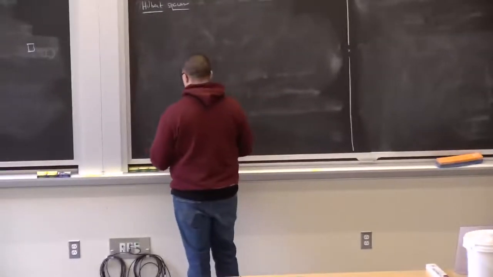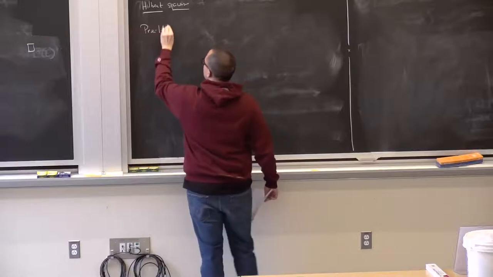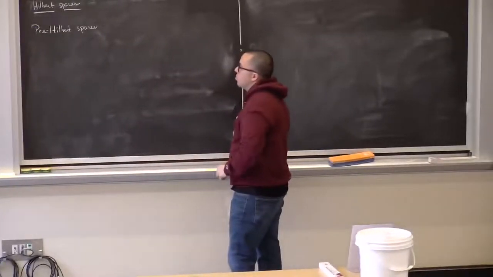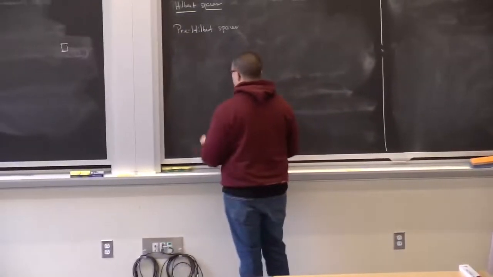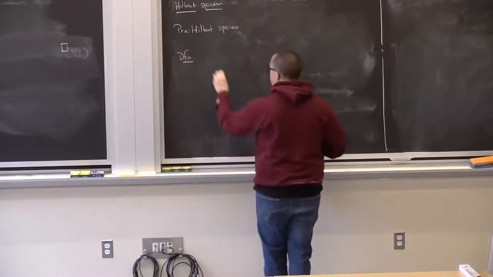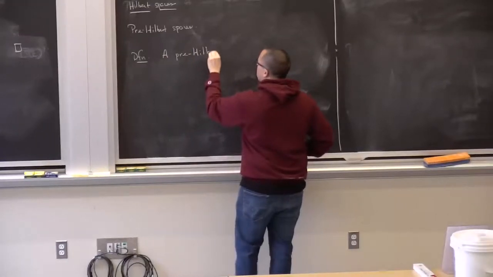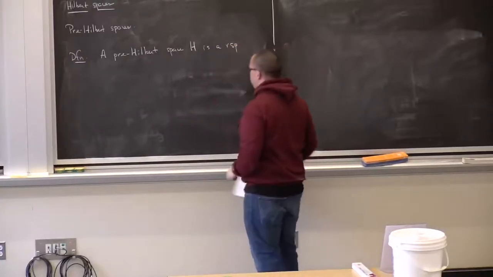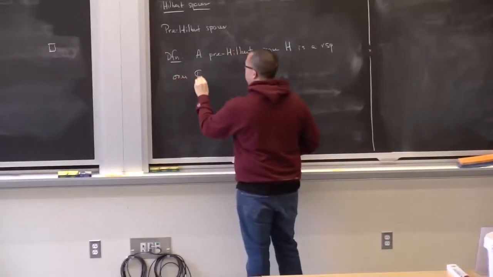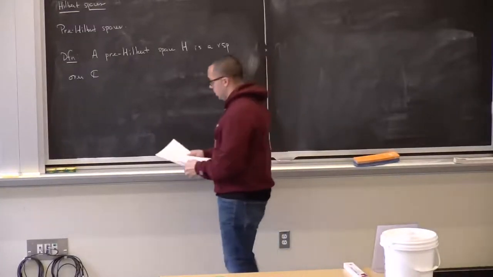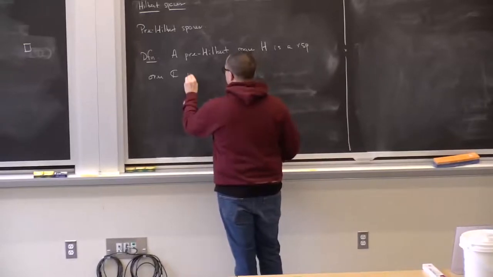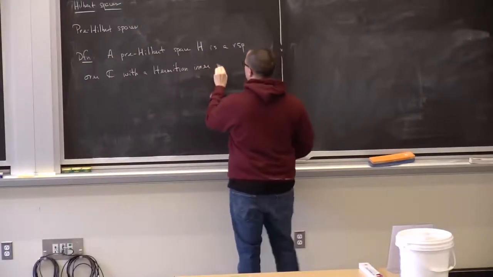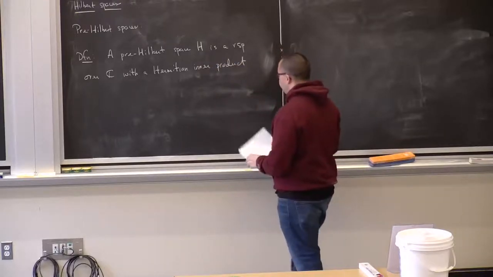Before we get to Hilbert spaces, let me add a pre before that. So pre-Hilbert spaces. I said that Hilbert spaces are going to be Banach spaces that come from an inner product. Pre-Hilbert spaces are just normed spaces that come from an inner product. So let me make the following definition. A pre-Hilbert space H is a vector space, typically over C, but you can also just take it over R, that's fine as well. But for definiteness, I'll say over C, with a Hermitian inner product.